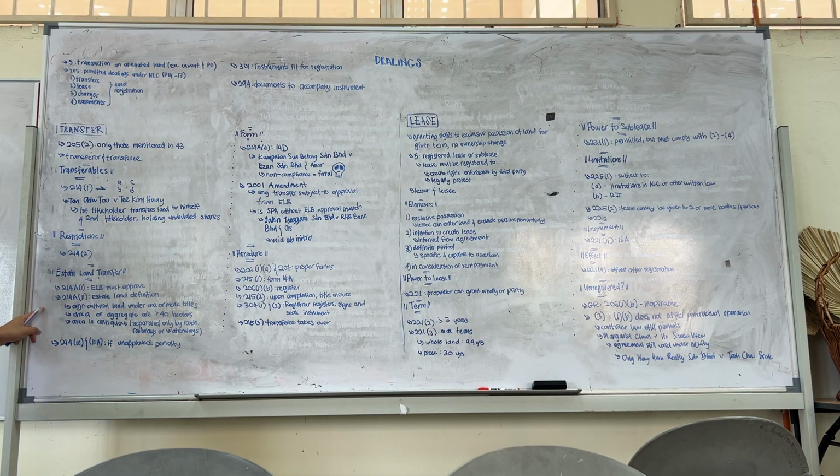So if you want to transfer an estate land, you must refer to section 214A subsection 1, which states that the estate land board must approve of the transaction. And what if you don't have approval by the ELB but you want to transfer? It is in section 214A subsection 10 and 10A. If unapproved, there will be penalty imposed.